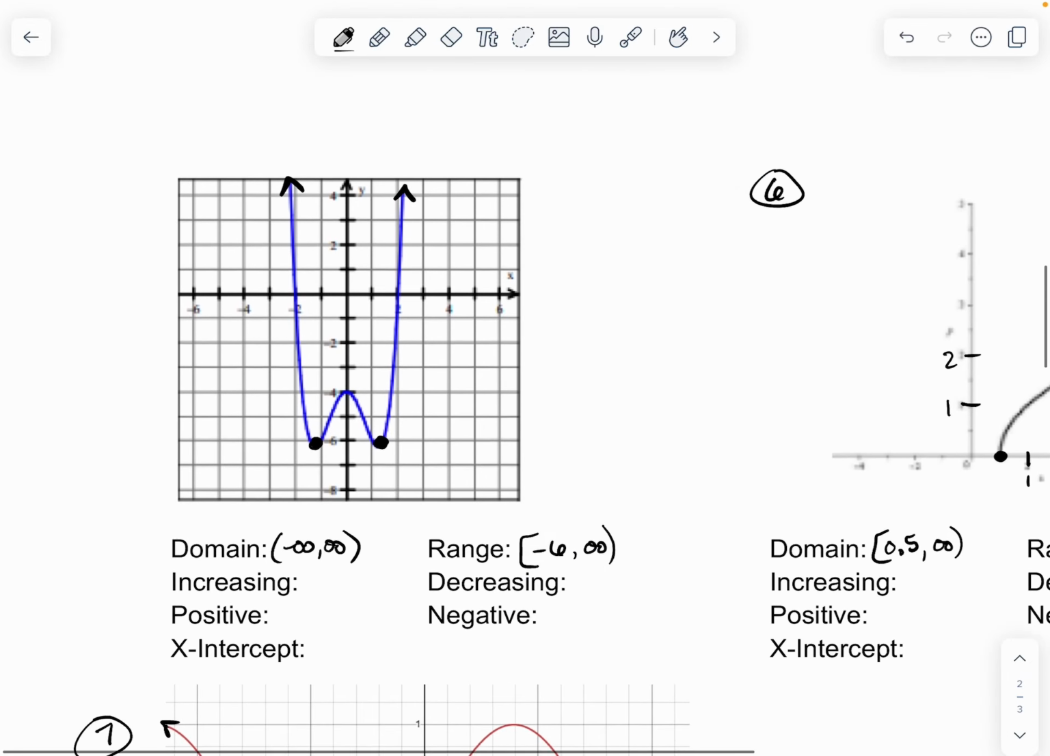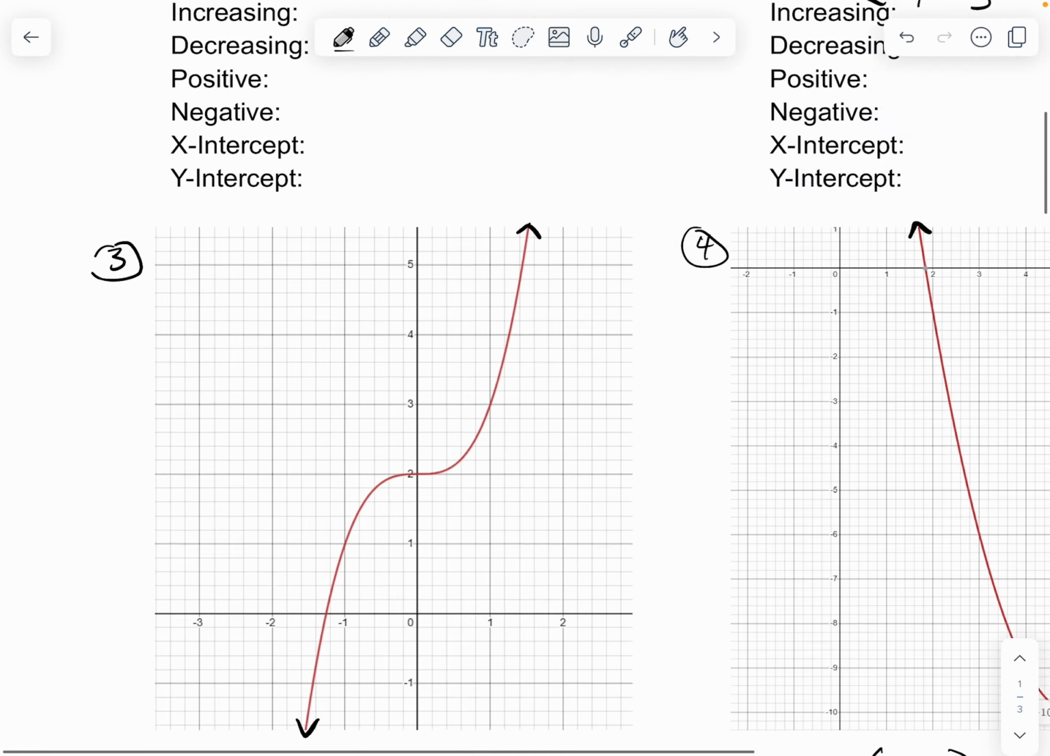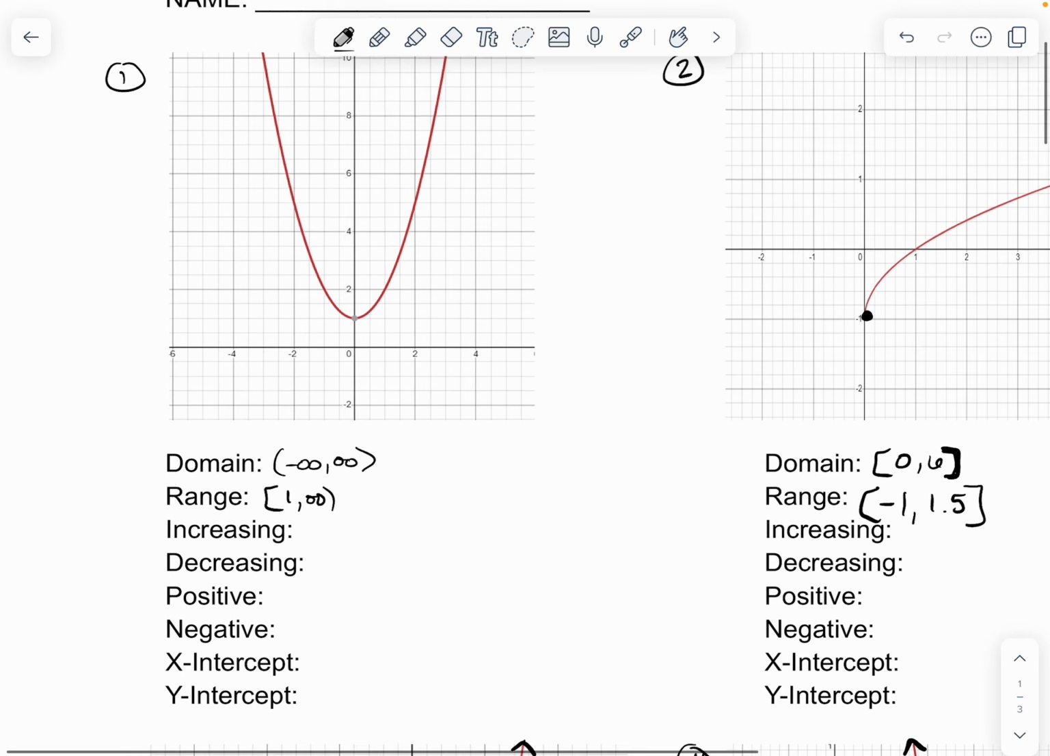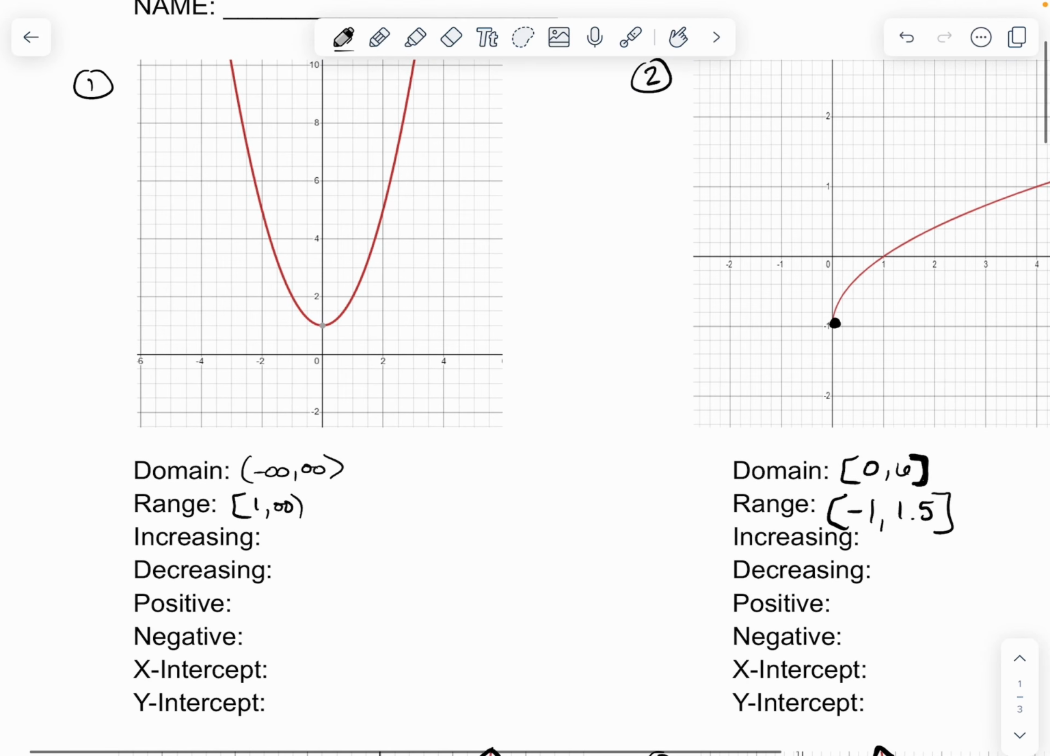Okay, now we're going to go to increasing and decreasing. I'm going to do these together for each one because these kind of go together. All right, so we talked about increasing. Increasing is when you're looking from left to right. So I go to the furthest spot on the left for my graph, and then I trace the graph. What's happening?